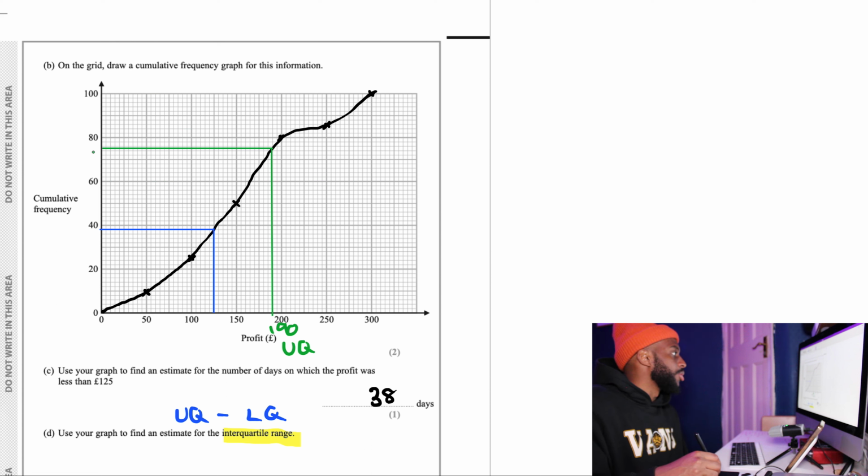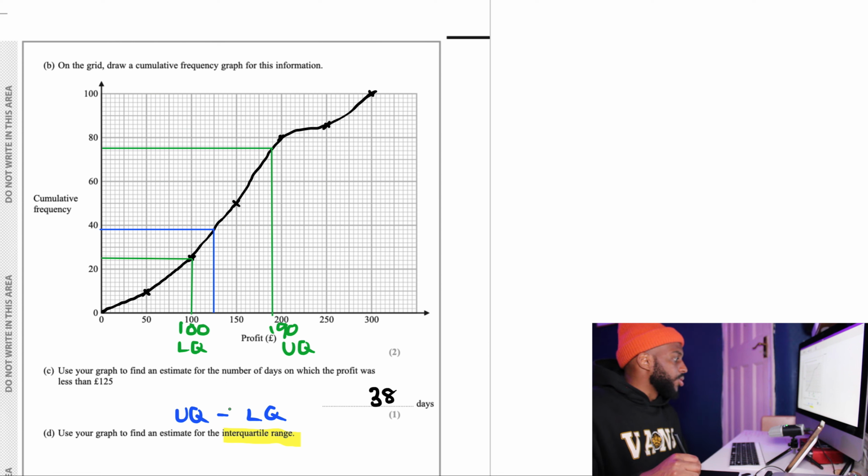The lower quartile is going to be 1/4 of 100 in our cumulative frequency. So that's going to be at 25. So let's go to 25. Go across to our point again. And then we go down. That looks like it's at 100. So for that one, I would say our lower quartile is 100.